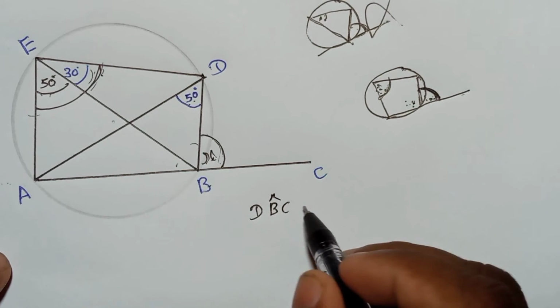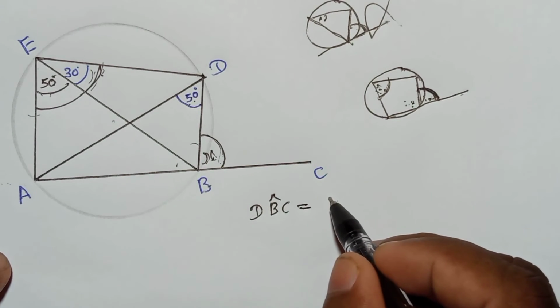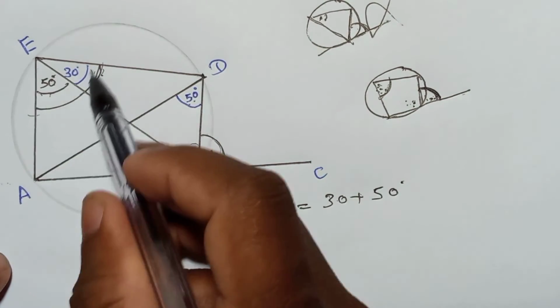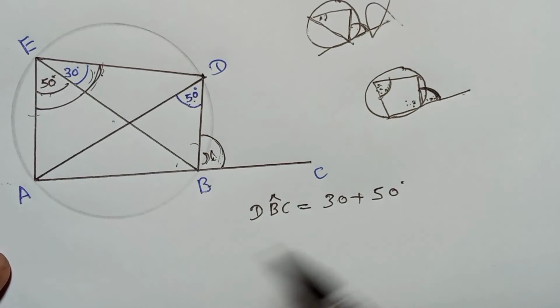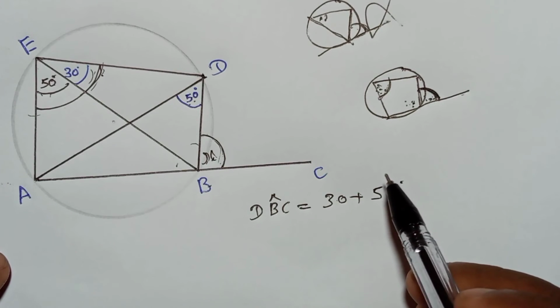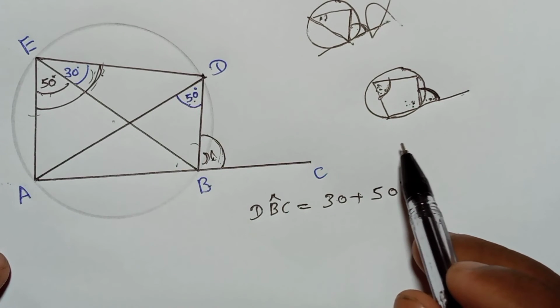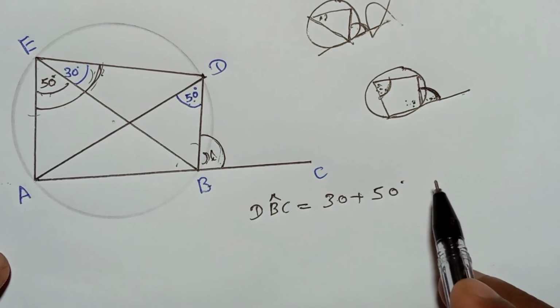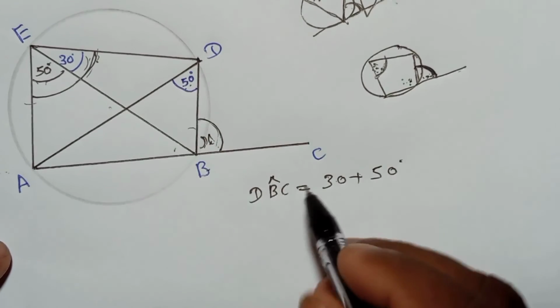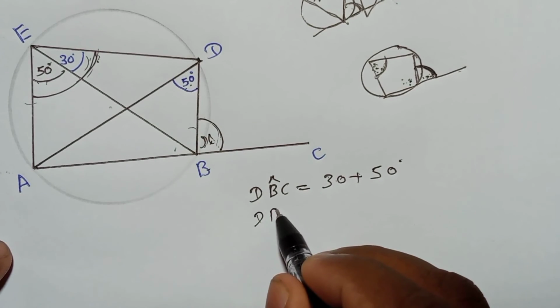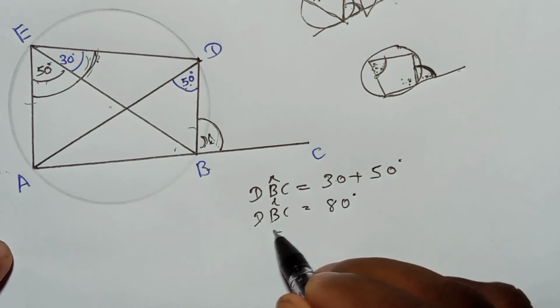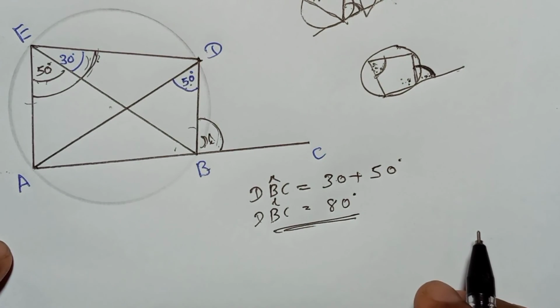So you can write directly that angle DBC will be equal to 30 plus 50 degrees. What is the reason? In a cyclic quadrilateral, when one side is extended, the exterior angle is equal to the interior opposite angle. That's the theorem. So DBC equals 30 plus 50, which means 80 degrees. So that's the answer for DBC.